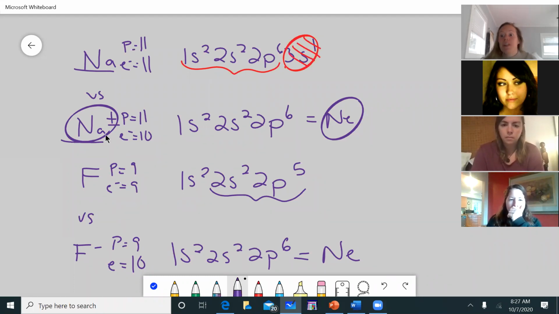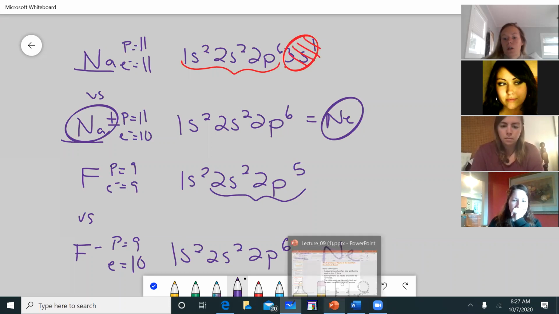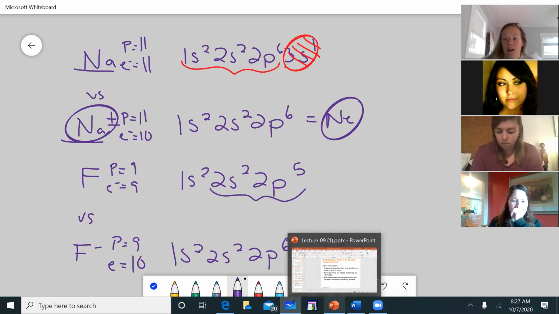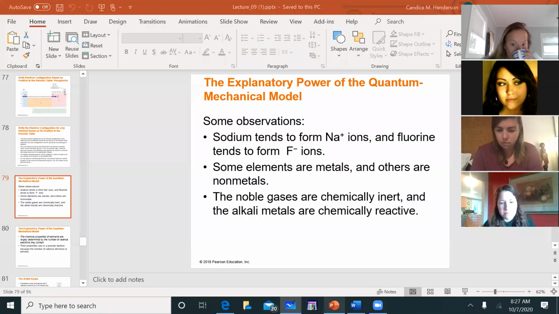That's why they have a predictable charge. This gives us that predictability power. That's why I can say everything in column 1 forms a +1 charge. So hopefully you believe me a little more now on why those charges are what they are.